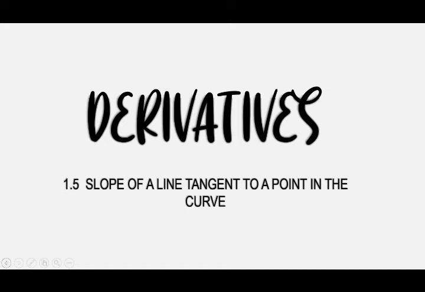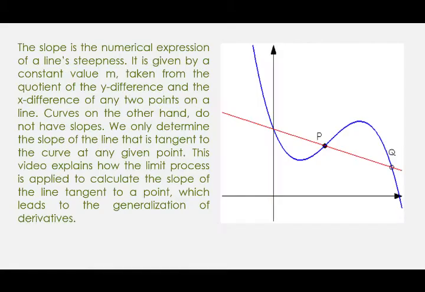Good day. We are now on our topic, derivatives for basic calculus. So let's start first with slope of a line tangent to a point in the curve. So the slope is a numerical expression of a line's steepness. We already know that since junior high school. It is given by a constant value m from the quotient of the y difference and the x difference of any 2 points on the line.